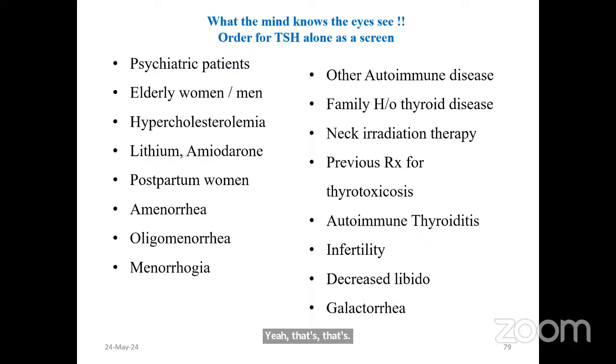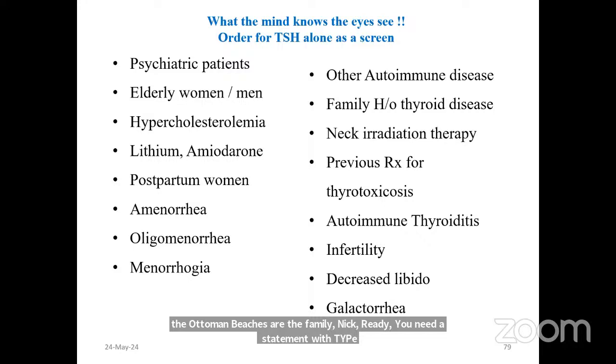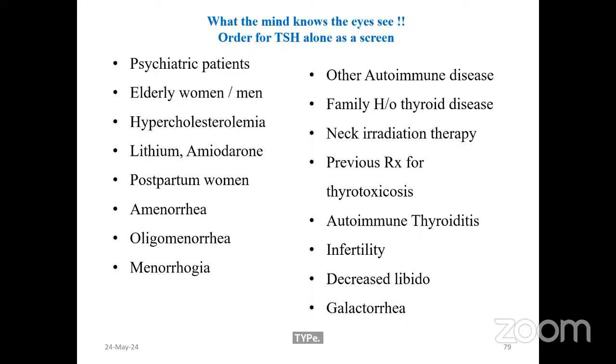Elderly women and men, hypercholesterolemia, if the patient is taking lithium or amiodarone, postpartum women, any patient having amenorrhea, oligomenorrhea, menorrhagia, other autoimmune diseases, family history of thyroid disease, neck radiation therapy, previous treatment for thyrotoxicosis, autoimmune thyroiditis, infertility, decreased libido, and galactorrhea. If any such symptoms are there, we should suspect that there may be some thyroid dysfunction and advise TSH. Then we have to screen or advise other investigations if required.